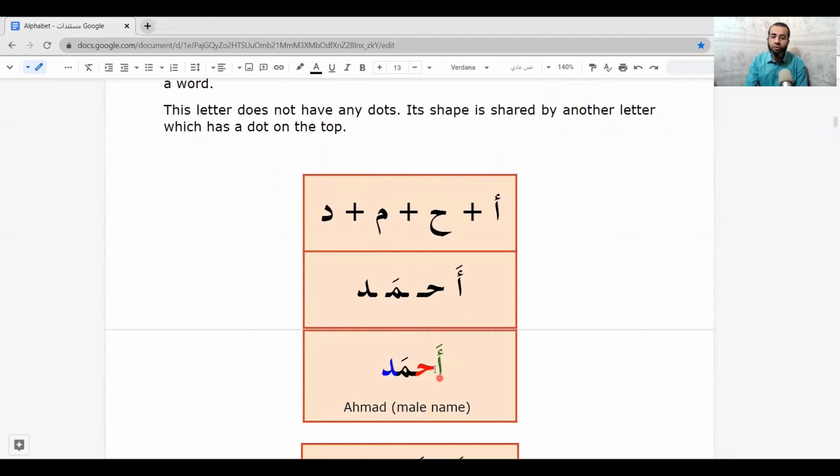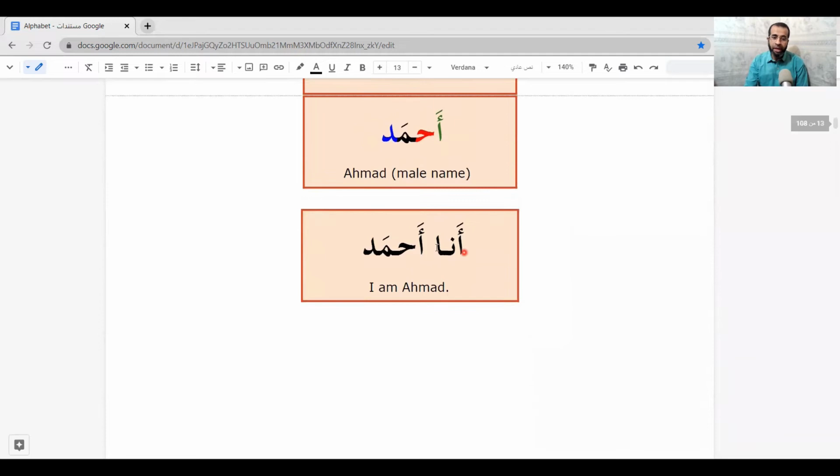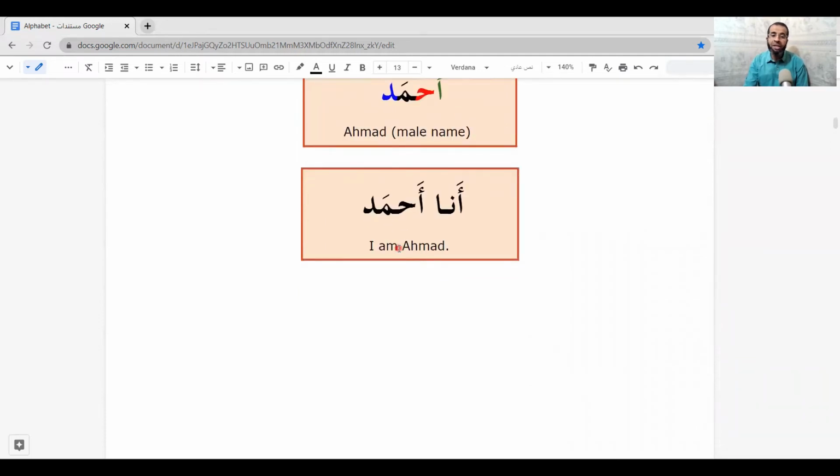Can you read now this word? It's composed of four letters: Alif, Ha, Mim, and Dal. A, Ha, Ma, D. Ahmad. Ahmad is a male name. Can you read this sentence? Which means I am Ahmad. أنا أحمد.